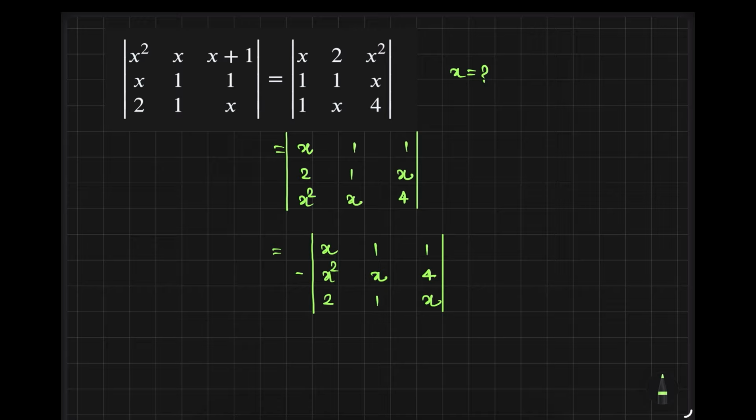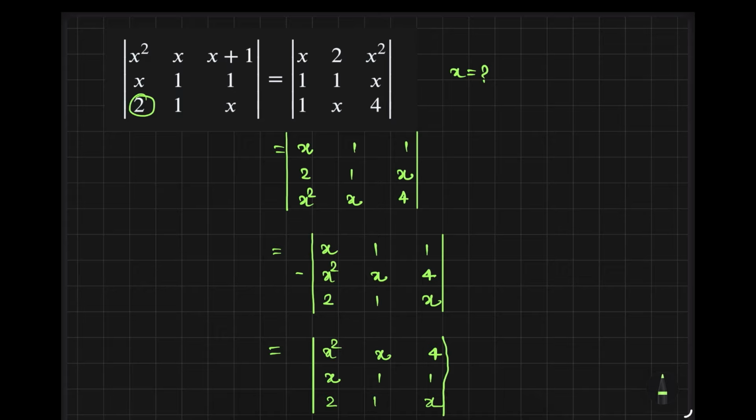Now 2 is adjusted. Now we have to adjust x over here and x square over here, and that will be done if we interchange these two rows. So you know that if we interchange any two rows or any two columns, the sign of the determinant will become the negative of the previous one. So it is already negative, so negative negative will become positive, correct? So we got x square, x, 4, x, 1, 1, 2, 1, x.